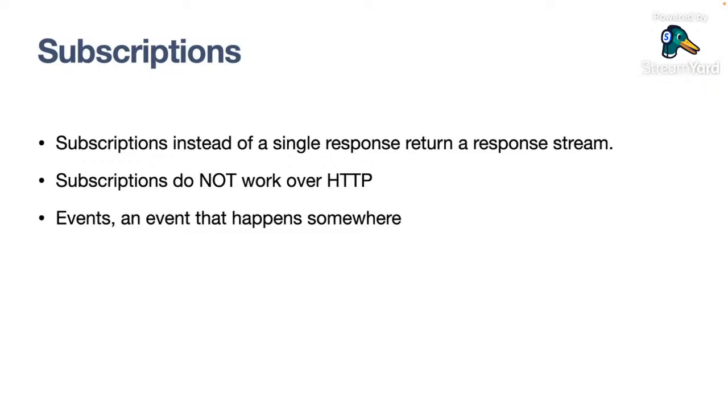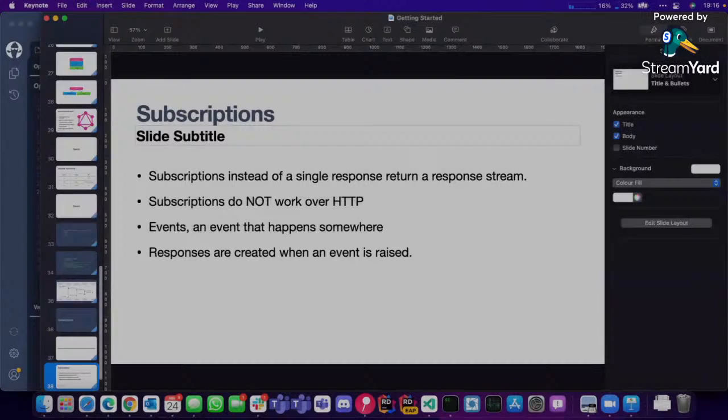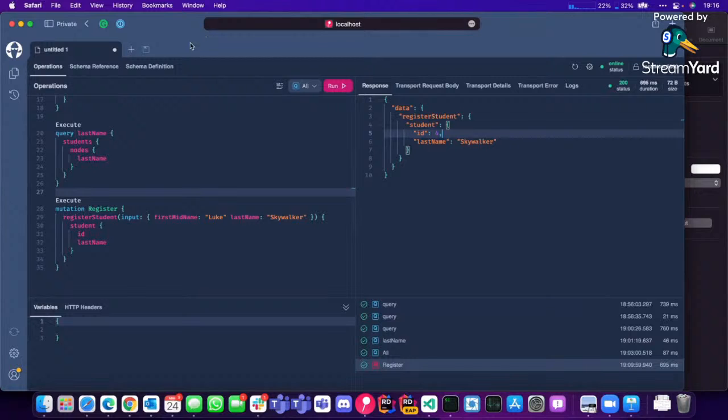And to that event stream, we can subscribe with a certain subscription operation. And whenever this event is triggered, we will produce a response and send that to the client. Let's have a look at how that works.